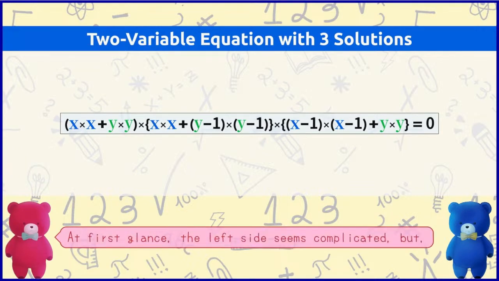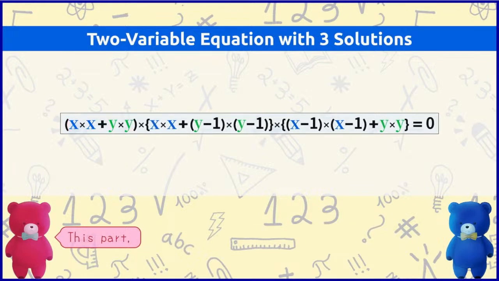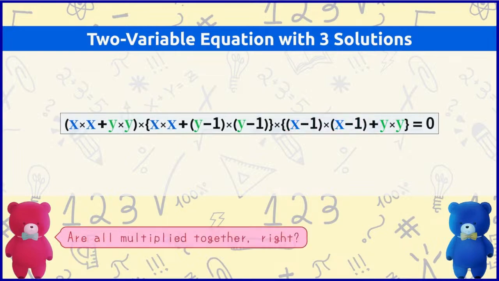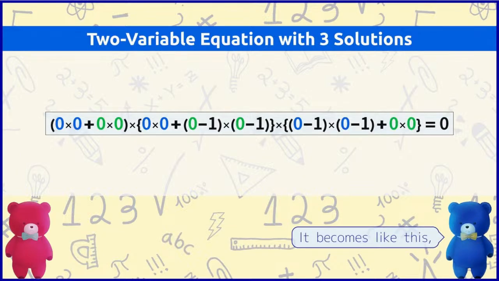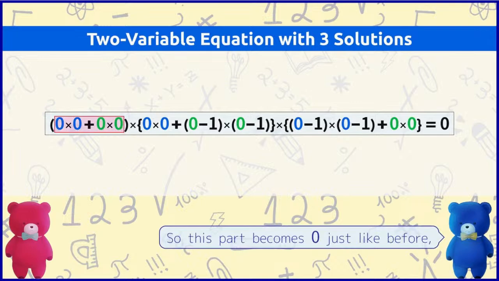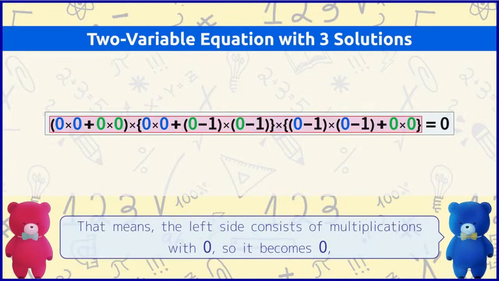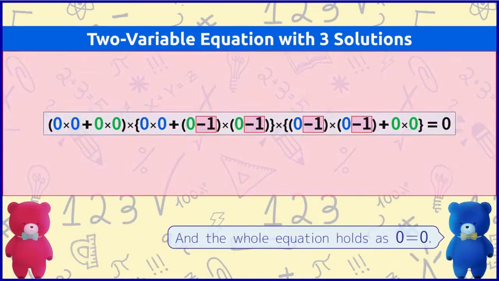At first glance, the left side seems complicated, but this part, and this part, and this part are all multiplied together, right? Right. If we substitute x equals 0, y equals 0 like before, it becomes like this. So this part becomes 0 just like before. That means the left side consists of multiplications with 0, so it becomes 0. And the whole equation holds as 0 equals 0.